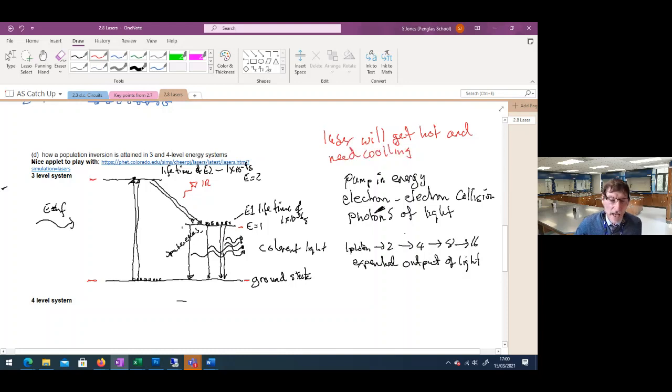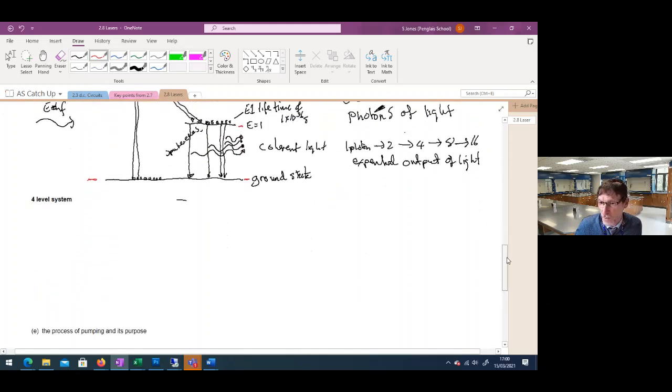All right. So this is very, very inefficient. You're probably looking at about 1% efficiency on the whole system. So the energy losses are massive. Okay, and you have to understand that as a laser. So that's a 3-level system, and a 3-level system works well. So what's the difference between a 3 and a 4-level system?